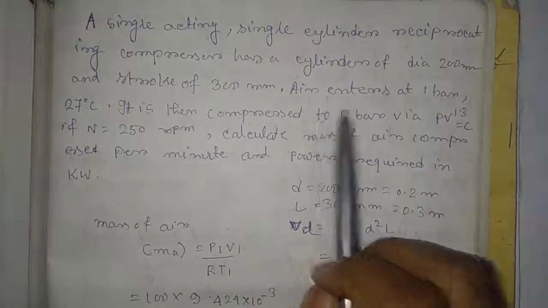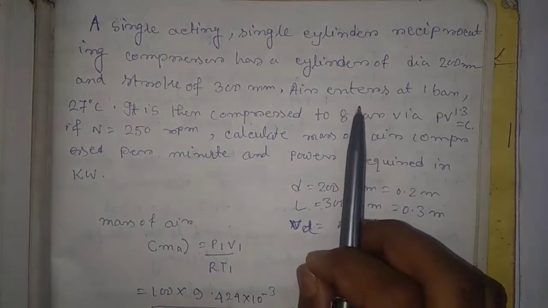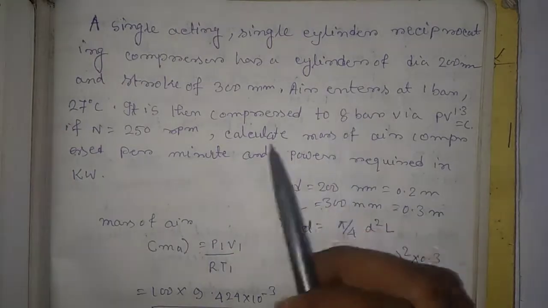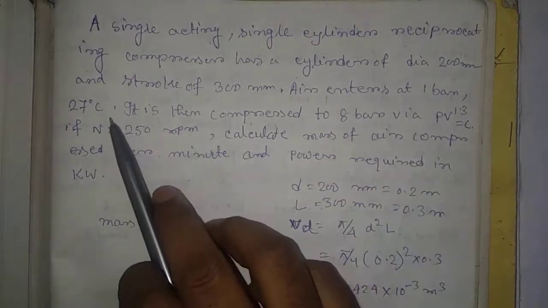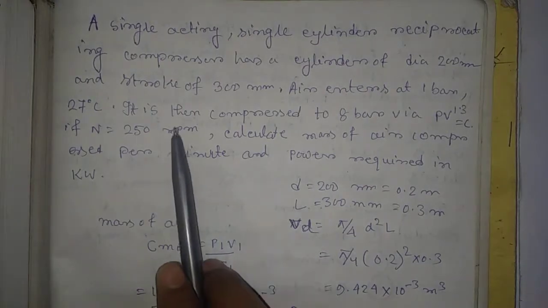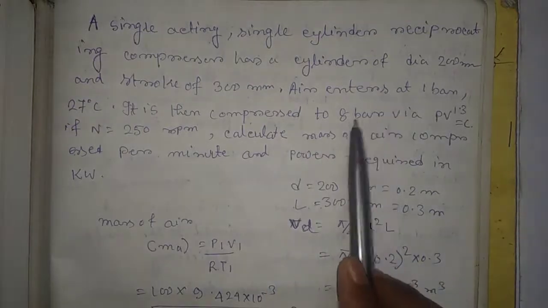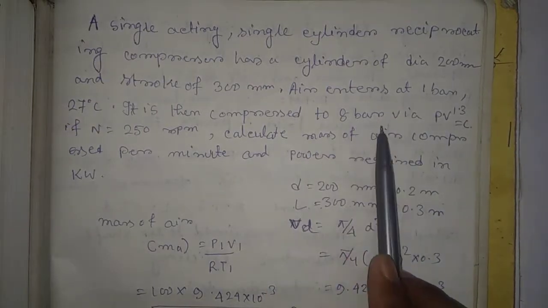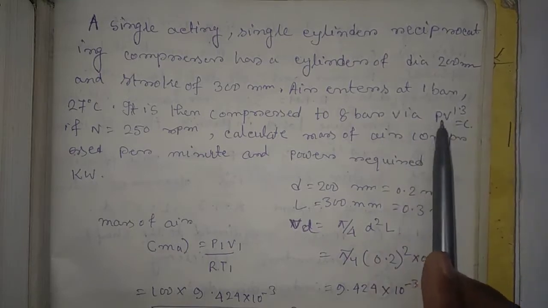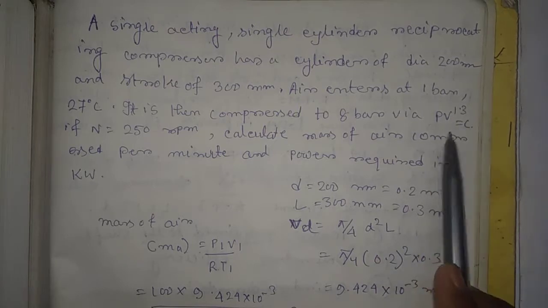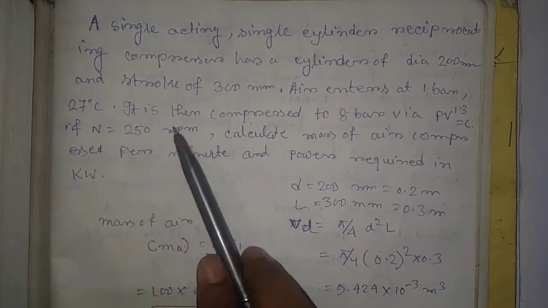Now the air enters at 1 bar, 27 degrees Celsius. That means the initial condition of air when it enters the compressor is pressure P1 equal to 1 bar and temperature T1 equal to 27 degrees Celsius. It is then compressed to 8 bar, the delivery pressure. The compression process takes place in a polytropic process that follows the equation Pv to the power 1.3 equals constant, and the speed N is given as 250 rpm.